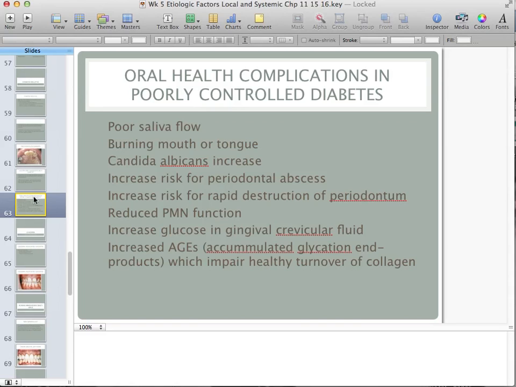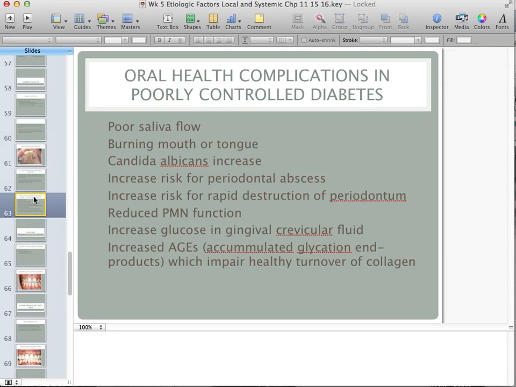These are important in periodontal disease in the prevention of perio because they eat up and phagocytize the bacteria in your mouth. If you have diabetes and a risk factor for that is reduced PMN function, then you're going to have a higher chance of having less phagocytosis in your mouth and more bacteria hanging around. Increased glucose in gingival crevicular fluid. So if you have really, really high blood sugar, you're going to have sugar in your gingival crevicular fluid, or GCF. And increased AGEs, or advanced glycation end products.